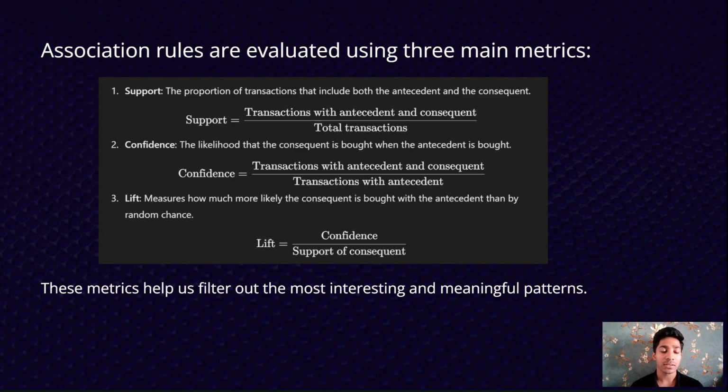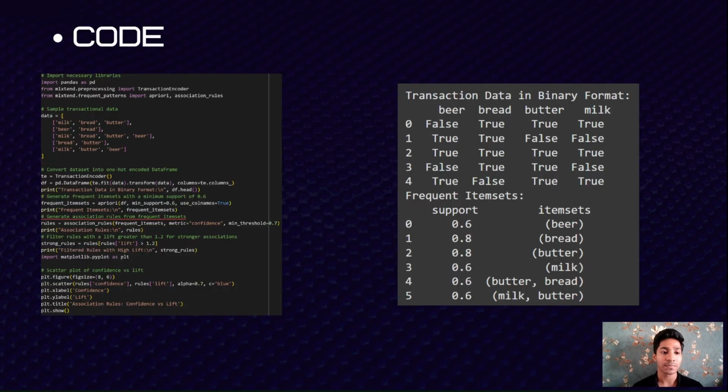Third is lift. Lift measures how much more likely the consequent is bought when the antecedent is bought, compared to random chance. The formula for lift is confidence divided by support of consequent. These three metrics help us filter out the most interesting and meaningful patterns.